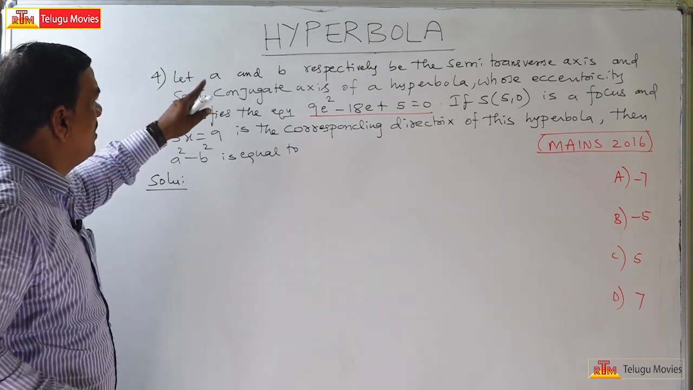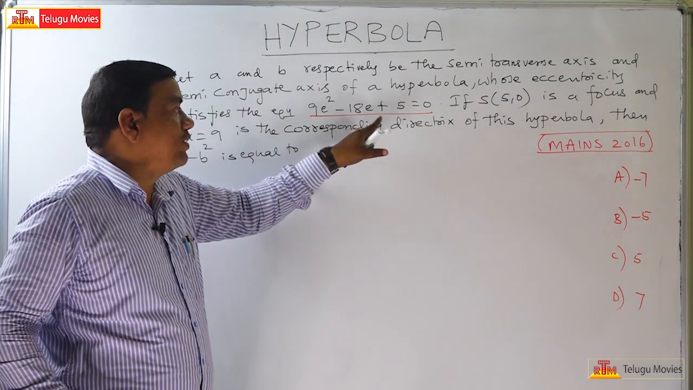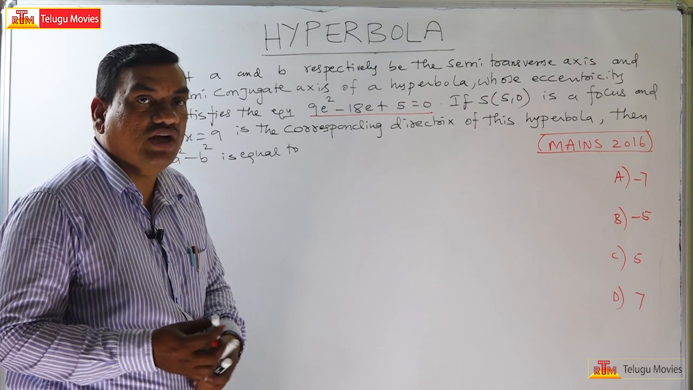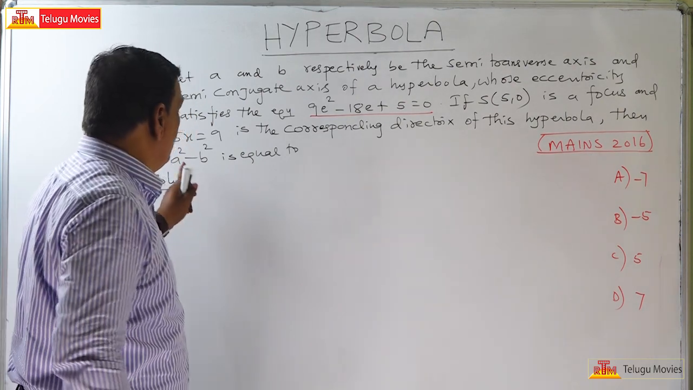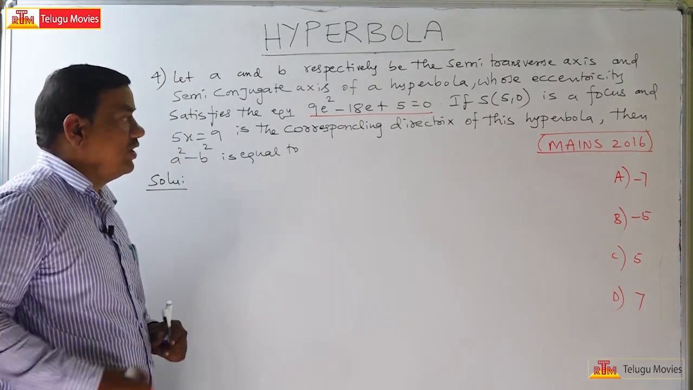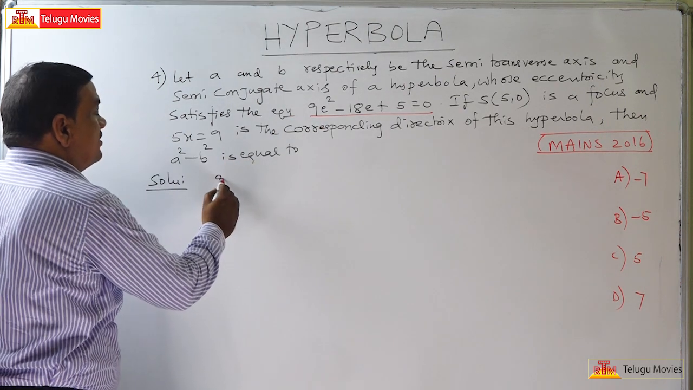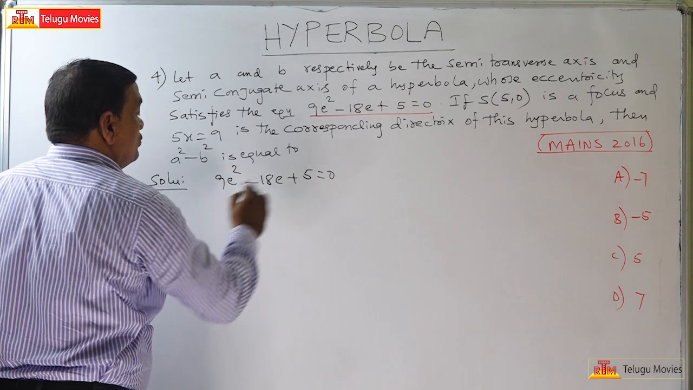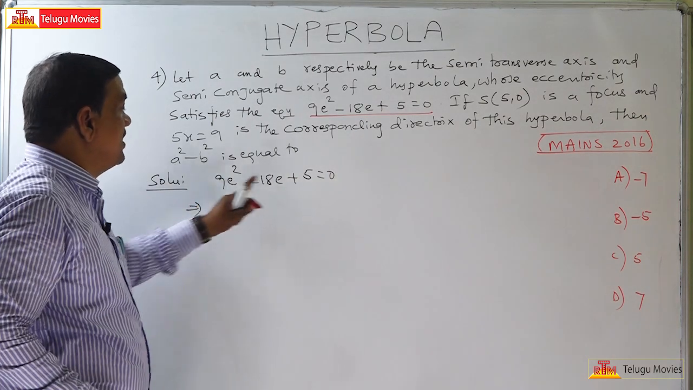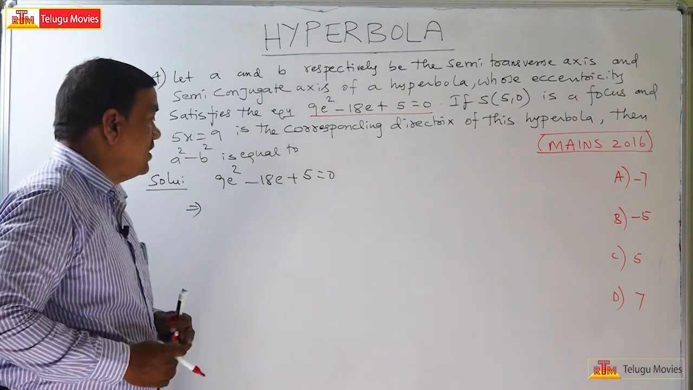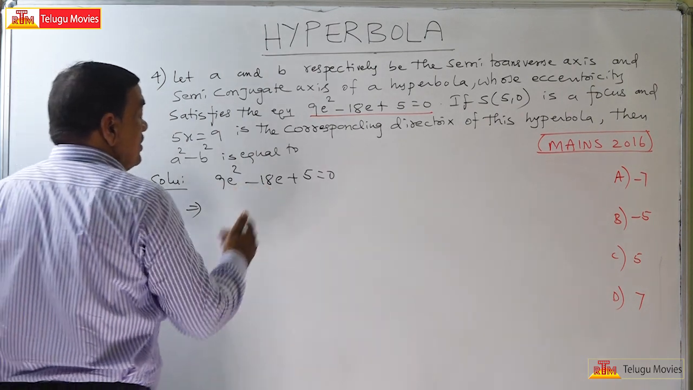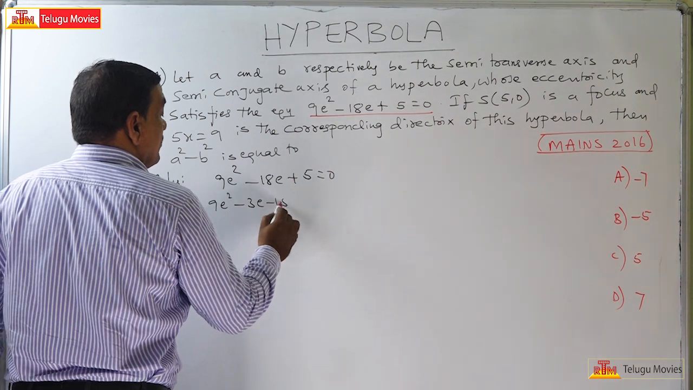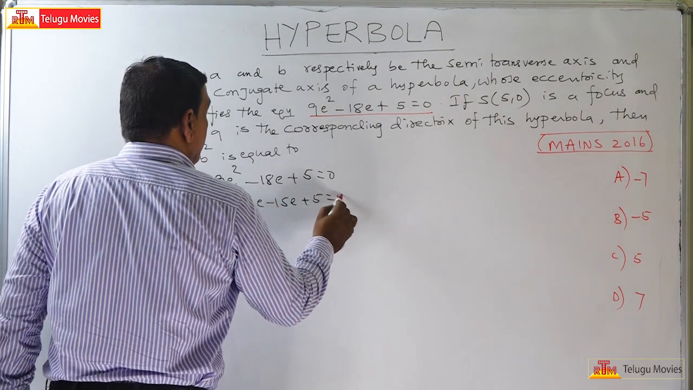First of all, the eccentricity of the hyperbola satisfies this equation. First, solve that equation so that we can find the eccentricity. On the whole, we have to find the a value and b value. It is given that 9e square minus 18e plus 5 is equal to 0. So now the factors: 9 fives are 45, so 3 fifteens are 45. Therefore 9e square minus 3e minus 15e plus 5 is equal to 0.